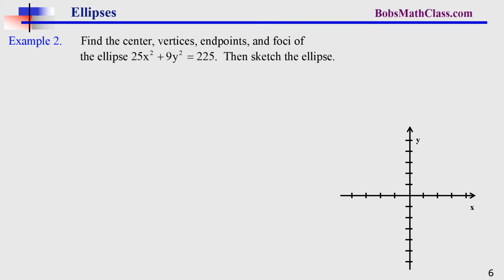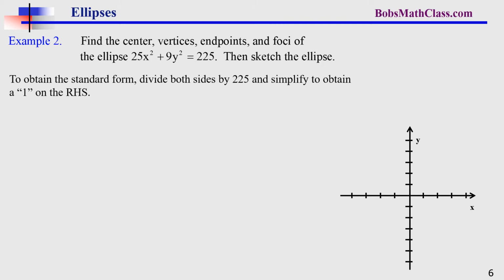Okay, the first thing we need to do is put it in standard form. Very similar to the last example. We need to get a 1 on the right-hand side, so divide both sides by 225. So write down the equation and then divide each term by 225. Now simplify the equation, reduce the fractions. x squared over 9 plus y squared over 25 equals 1.